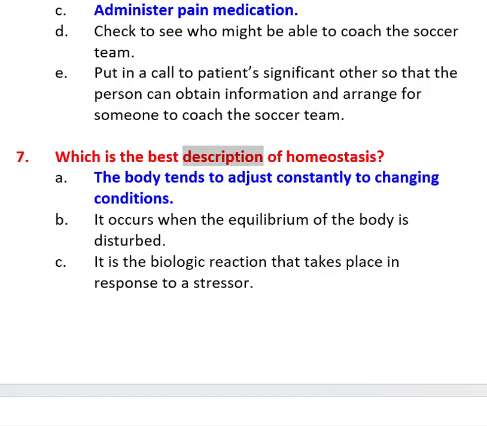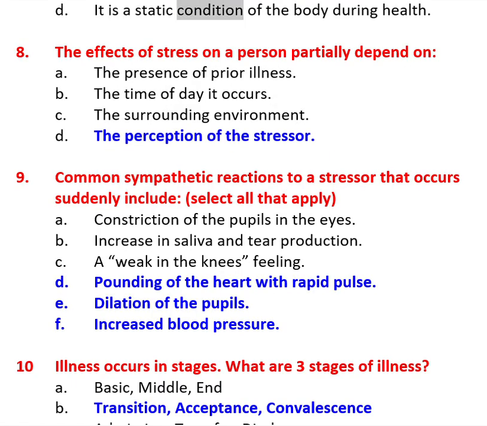7. Which is the best description of homeostasis? The body tends to adjust constantly to changing conditions. It occurs when the equilibrium of the body is disturbed. It is the biologic reaction that takes place in response to a stressor. It is a static condition of the body during health.